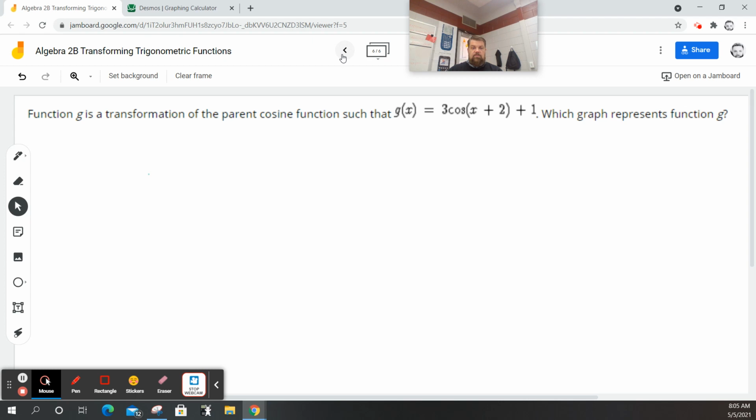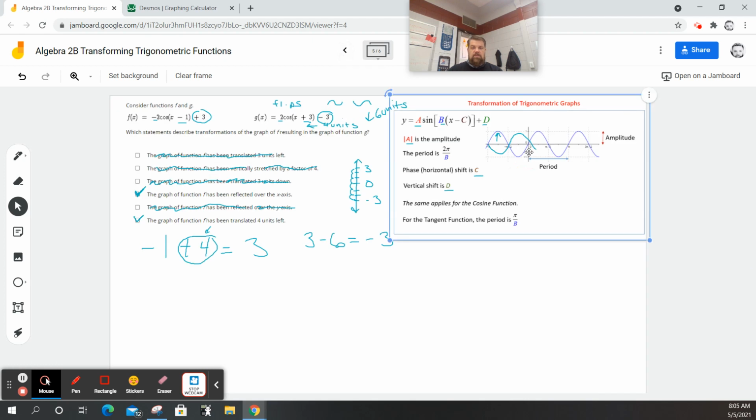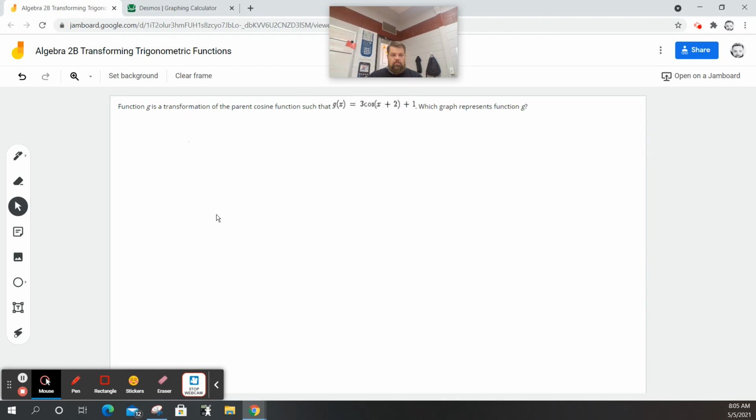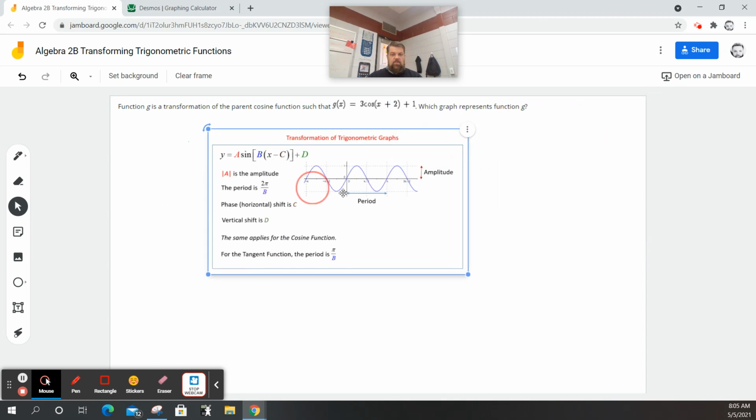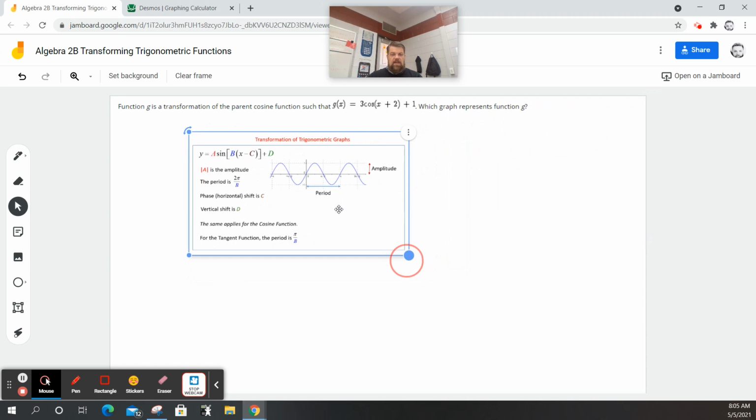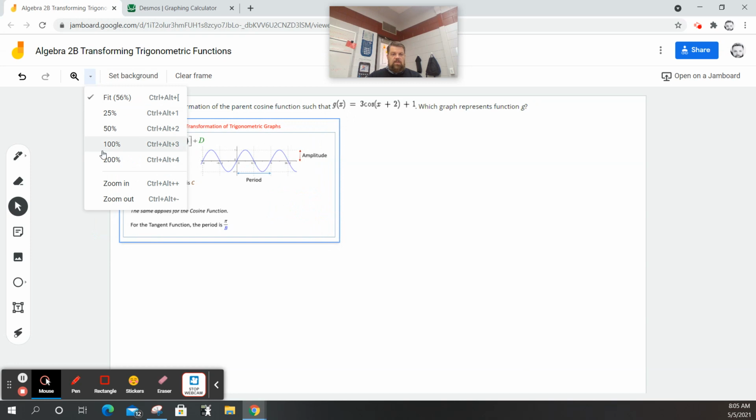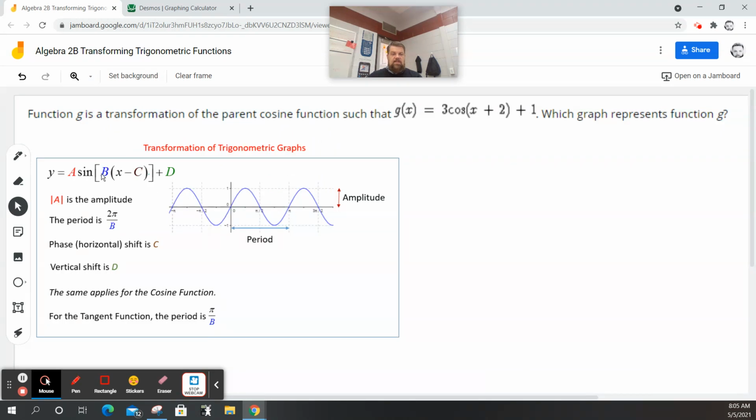Let me go to this previous slide real quick. Remember that for cosine, we have this same thing as for sine: a times sine, and then times the quantity b times the quantity x minus c, close all the parentheses, plus d, where a is the amplitude, the period is affected by b, c is what we call the horizontal shift, and d is the vertical shift.